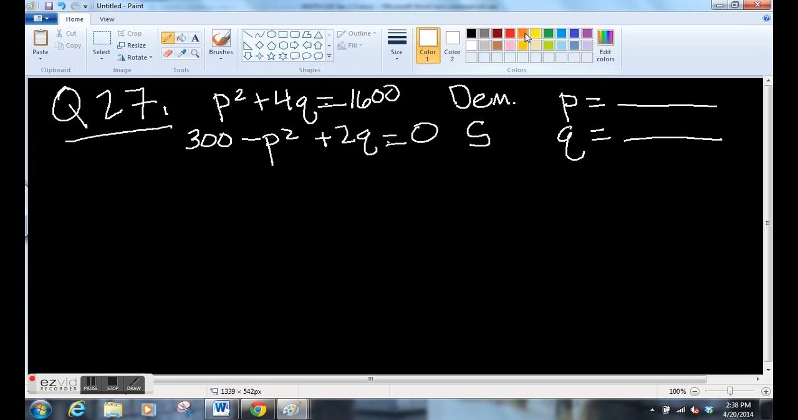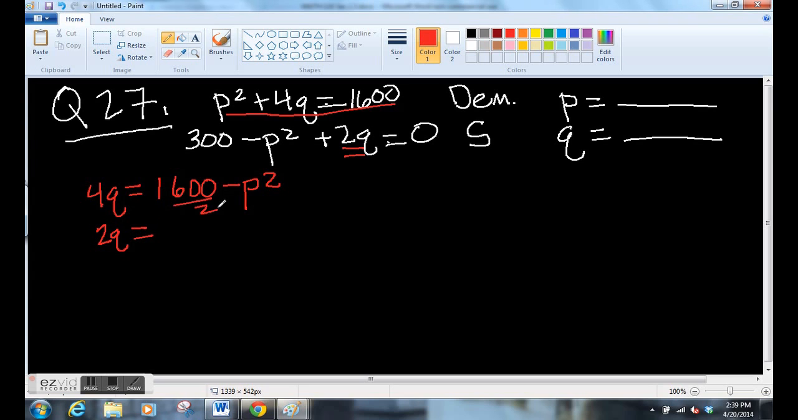I'll start with this one, and I'm going to write it in terms of q. So 4q is equal to 1600 minus p squared. I'm doing this so I can substitute into this equation. And because this is a 2q right there, I'm just going to divide all this by 2, and that'll be 800 minus 1/2 p squared, because my goal is to substitute here so that I have an equation that is all in terms of one variable.